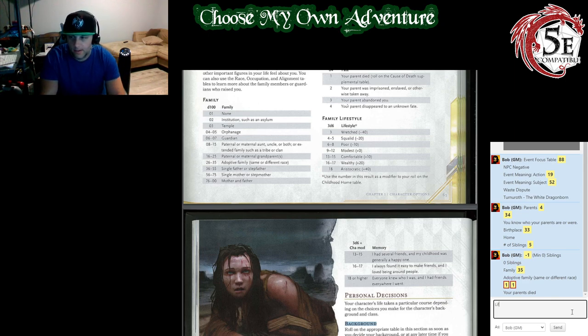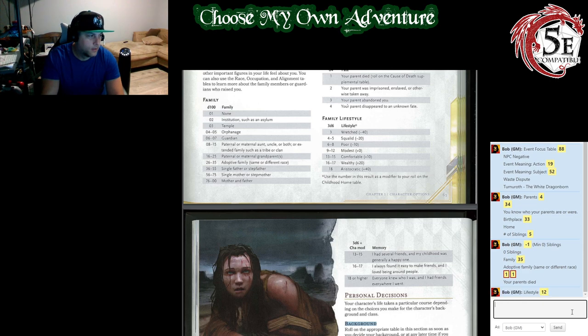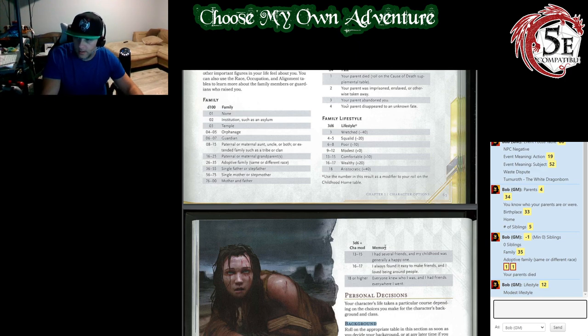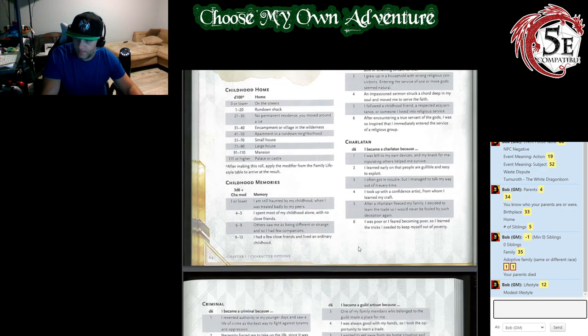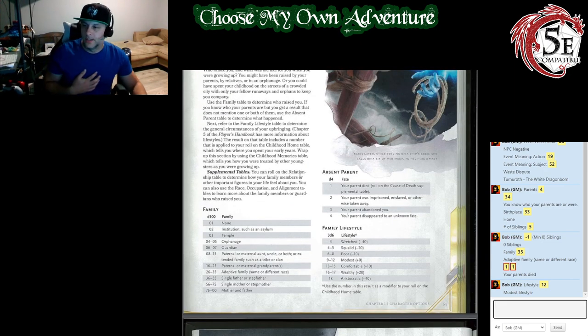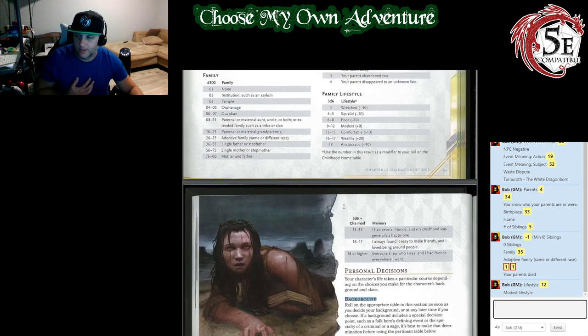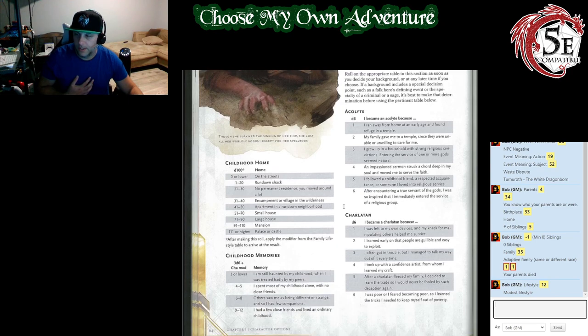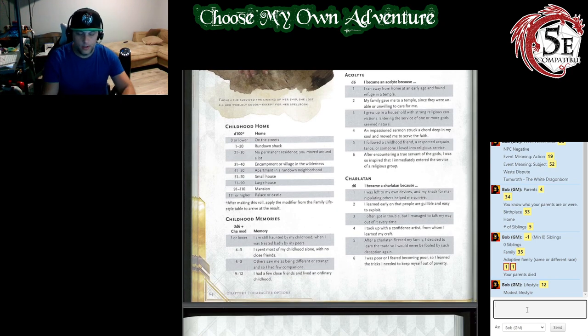And lifestyle. 3d6. 12. Modest lifestyle. So it says for absent parent, your parent died, roll on the cause of death supplemental table, so we just haven't gotten there yet. Find out what happens. Childhood home.